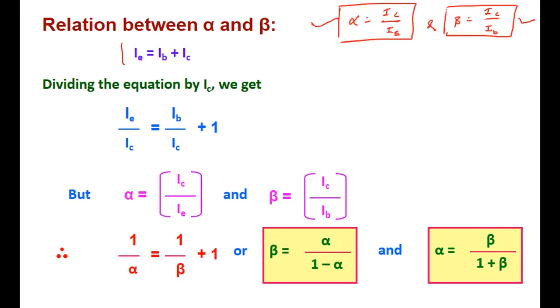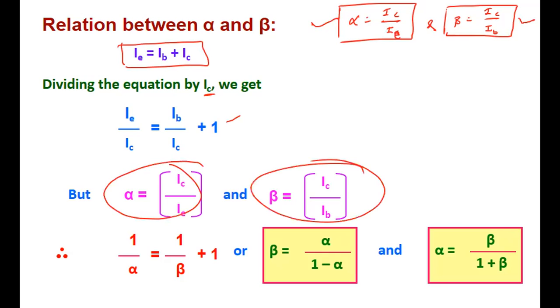Now here we know the relation IE is equal to IB plus IC. Dividing both sides by IC, we get IE by IC is equal to IB by IC plus IC by IC, and IC by IC is 1 here. But here alpha is this, beta is this. By using that we get 1 by alpha is equal to 1 by beta plus 1. So this is a relation. By using that, if we find beta, we get the formula beta is equal to alpha upon 1 minus alpha. And if we find alpha, we get beta upon 1 plus beta as the formula for alpha.